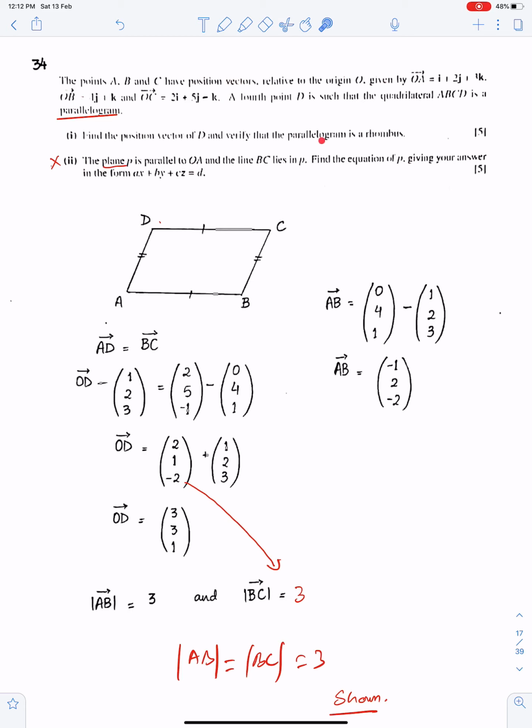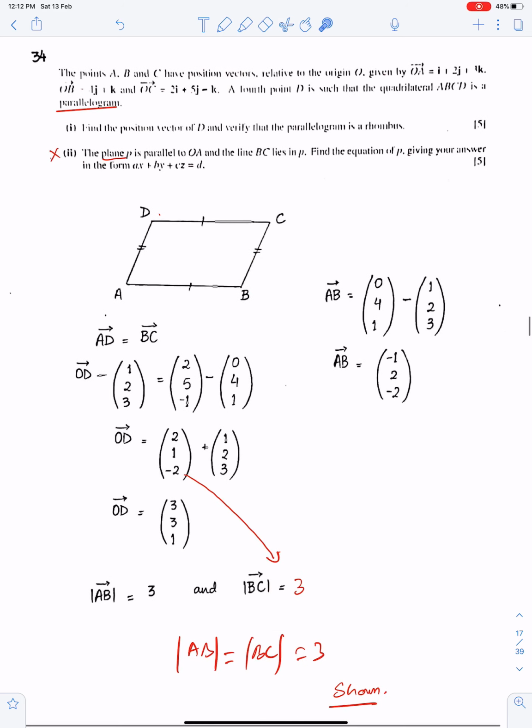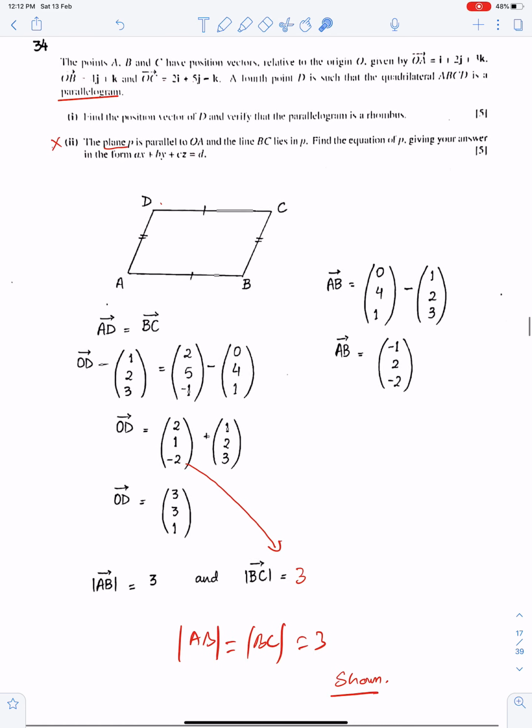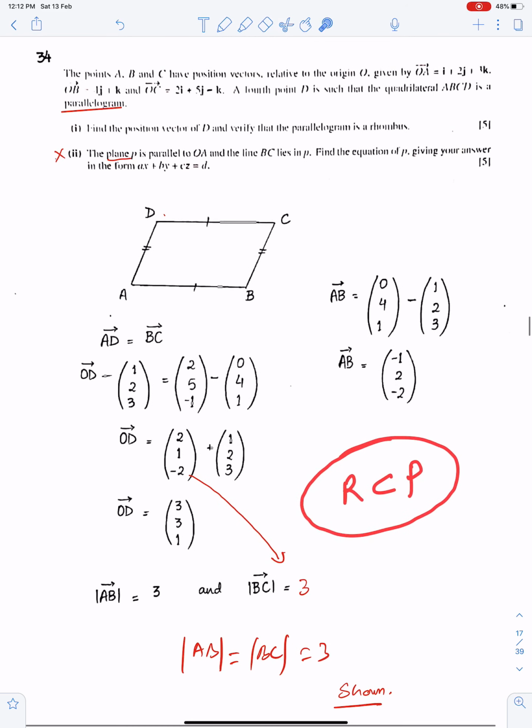Now, verify that the parallelogram is a rhombus. Well, for that you need to get the lengths of any two adjacent sides. Either get AB and BC or get AB and AD. You can get any two lengths. This student got AB and BC. Since these two lengths are equal, this parallelogram is a rhombus. A parallelogram can be a rhombus, because a rhombus is a subset of a parallelogram. You did this thing in sets in O levels.